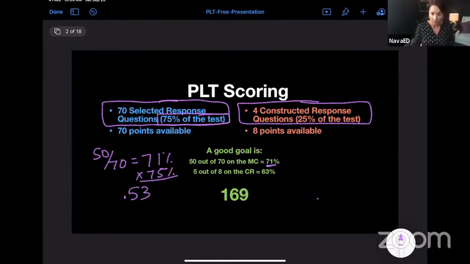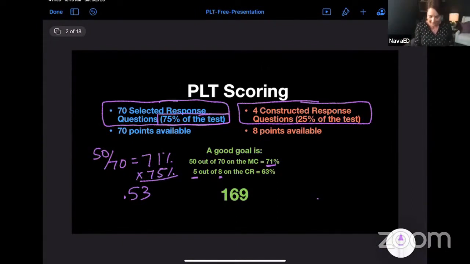Okay. Now I want to get 5 out of 8 on the constructed response. I'm going to go over the constructed response more in depth and how that's scored and everything. But I just want to say, let's say we got a D. Let's say we got 1, 2, and we got some other sections.